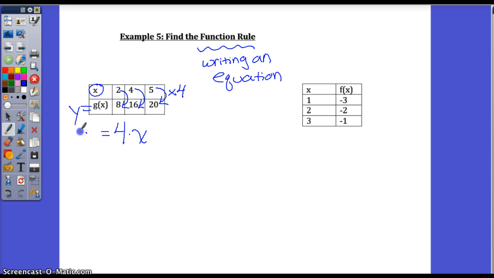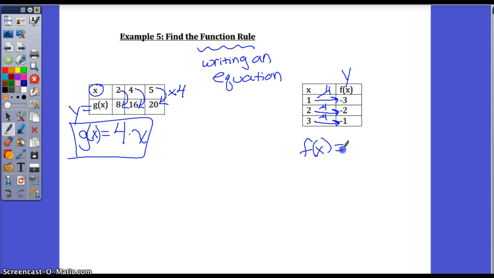Instead of writing y equals, you write g of x. In this one, how do you get from x to y? Again, y is your f of x. You know that it's a function. How do you get from 1 to negative 3, the same way you get from 2 to negative 2, the same way you get from 3 to negative 1? Oh, you did minus 4. So f of x equals x minus 4.